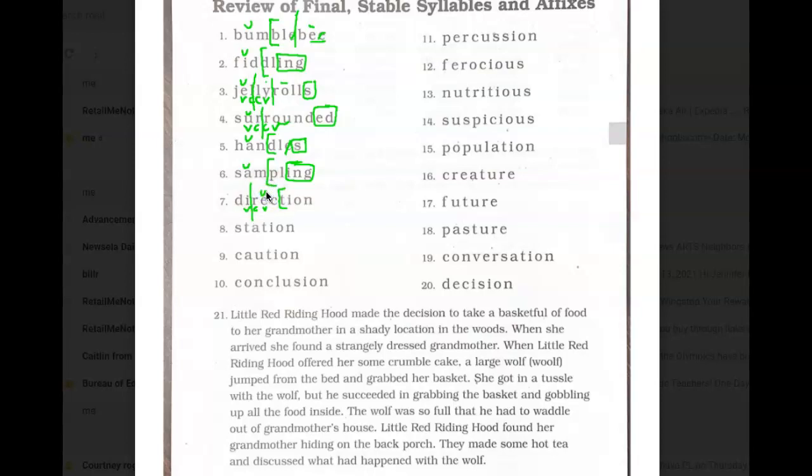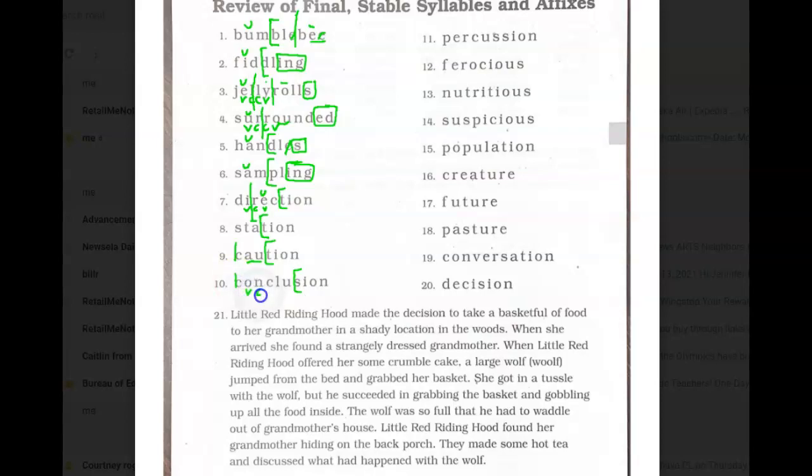Next we have station. T-I-O-N, final stable syllable, and it is a long A sound. Caution, T-I-O-N, final stable. K back for that C that sounds like a K, and we have a vowel digraph. Next, we have conclusion, final stable. We have a K back sound here.